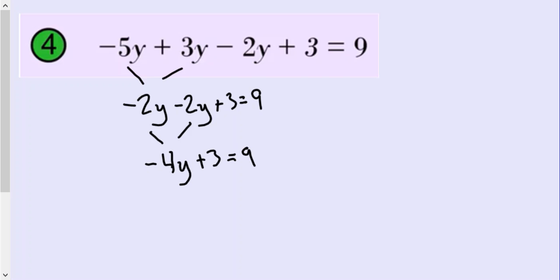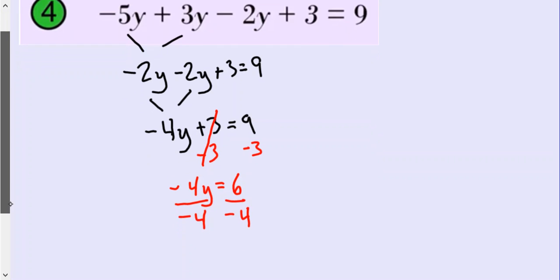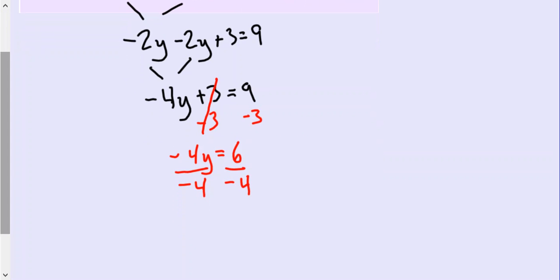Now we can start undoing the operations connected to the variable. So that will be first starting by subtracting 3 to get rid of this plus 3. If we do it to one side, we got to do it to the other. 3 minus 3 is 0, so that cancels, and we're left with negative 4y equals 9 minus 3 is 6. And now we have multiplication here, so we are going to divide by negative 4 and divide by negative 4. So I'm going to step over here to do that.